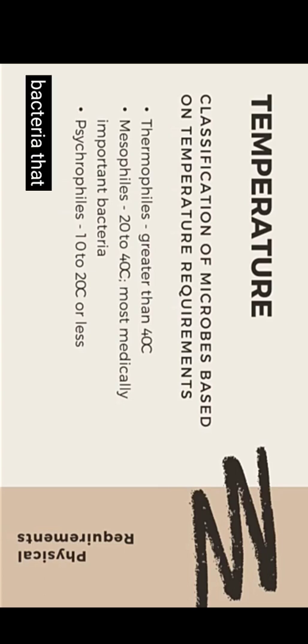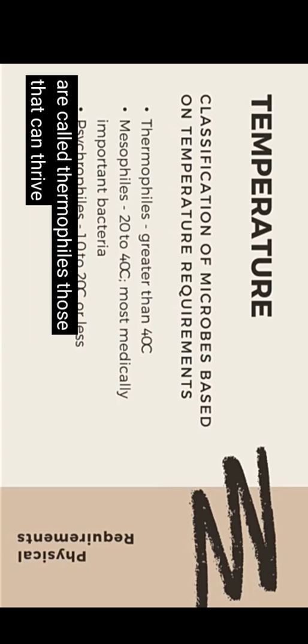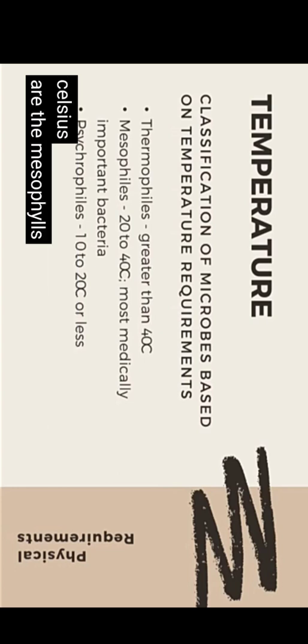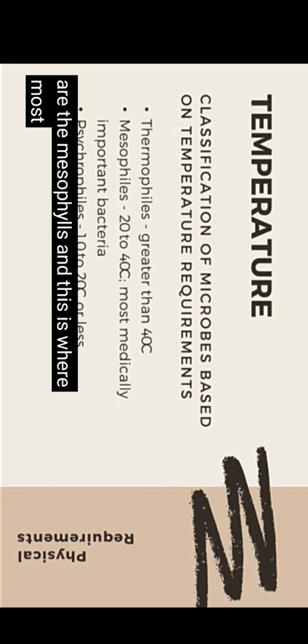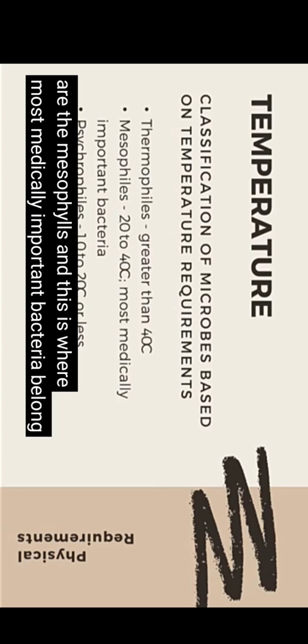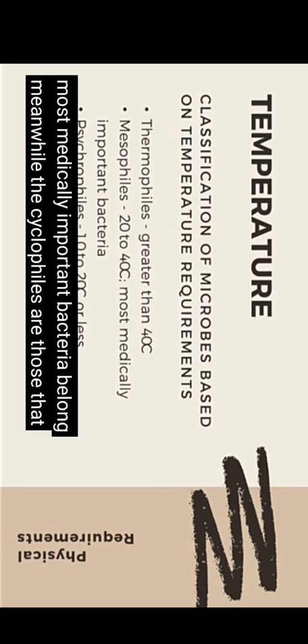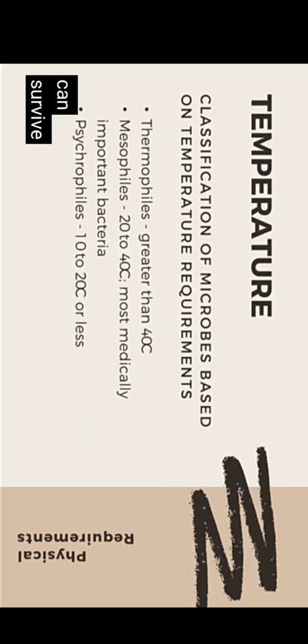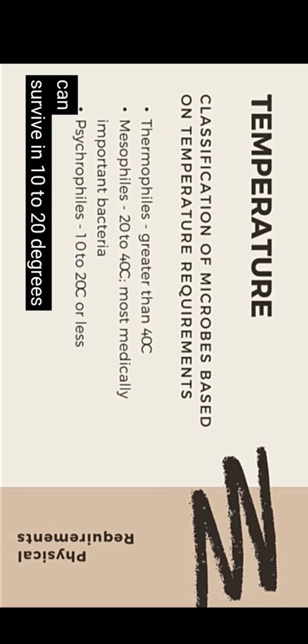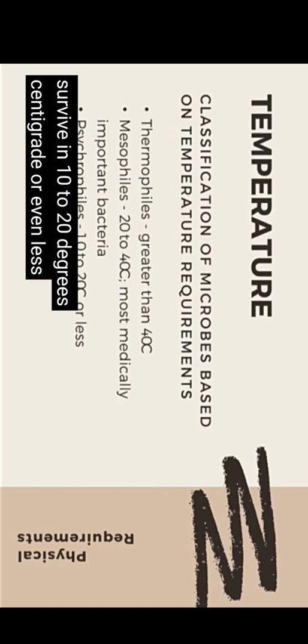Bacteria that can thrive in temperatures greater than 40 degrees Celsius are called thermophiles. Those that can thrive between 20 to 40 degrees Celsius are the mesophiles, and this is where most medically important bacteria belong. Meanwhile, the psychrophiles are those that can survive in 10 to 20 degrees centigrade or even less.